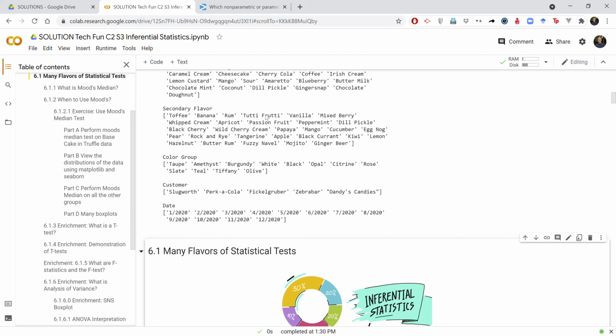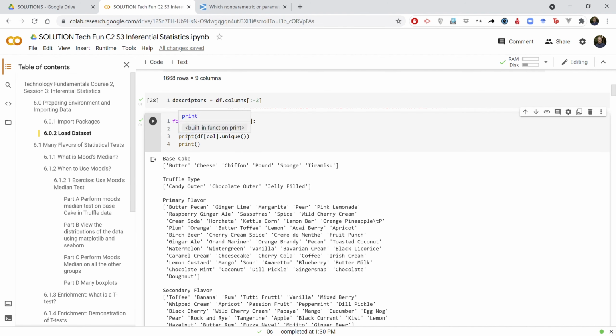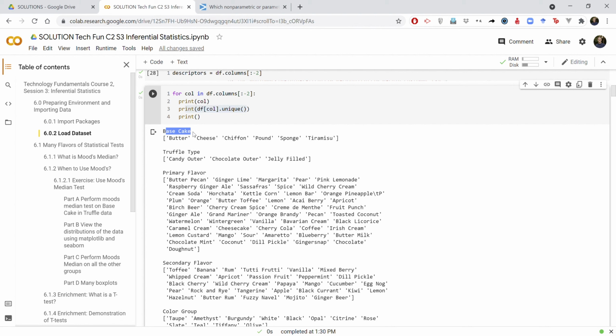And I am here just looping through my columns and printing out the column name, printing out the unique levels in that column. First column, base cake. We can think of this as the meat, if you will, of the truffle, the core of it. And we have 6 different types: butter, cheese, chiffon, pound, sponge, and tiramisu.